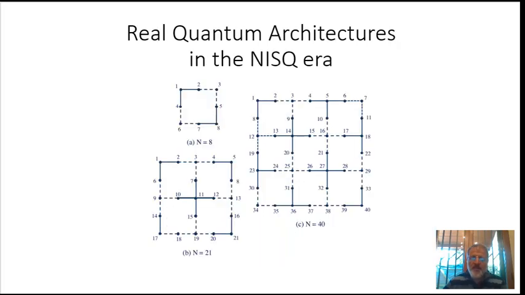We will consider three quantum hardware architectures of increasing size, that is, composed of 8 qubits, 21 qubits, and 40 qubits, inspired by Rigetti technology.